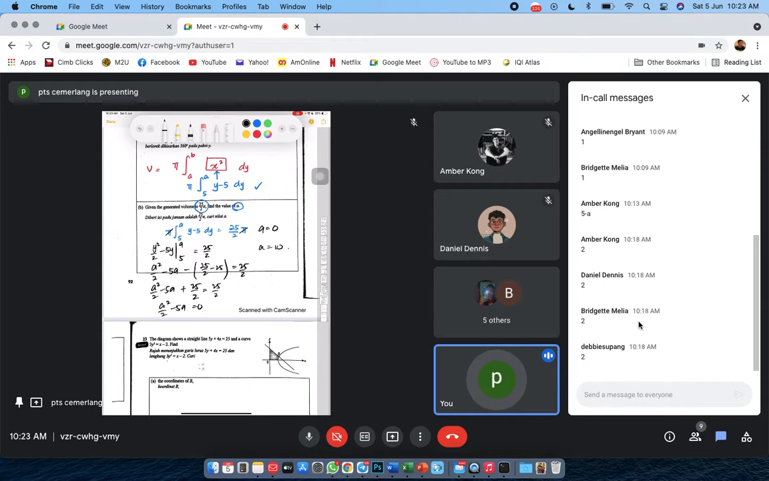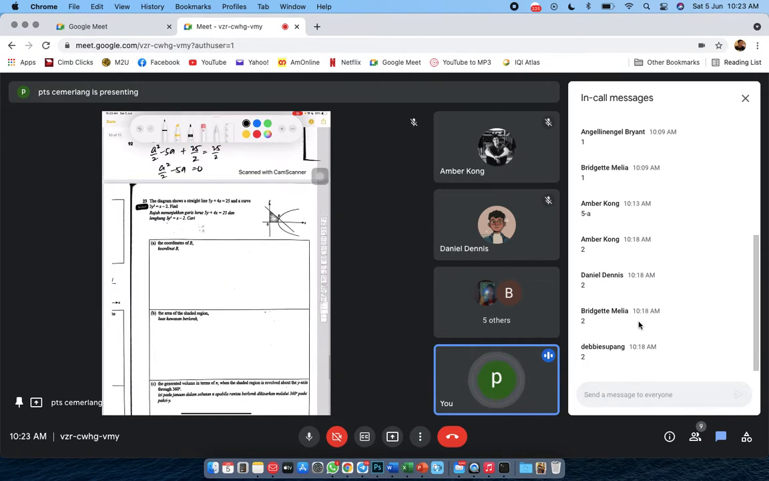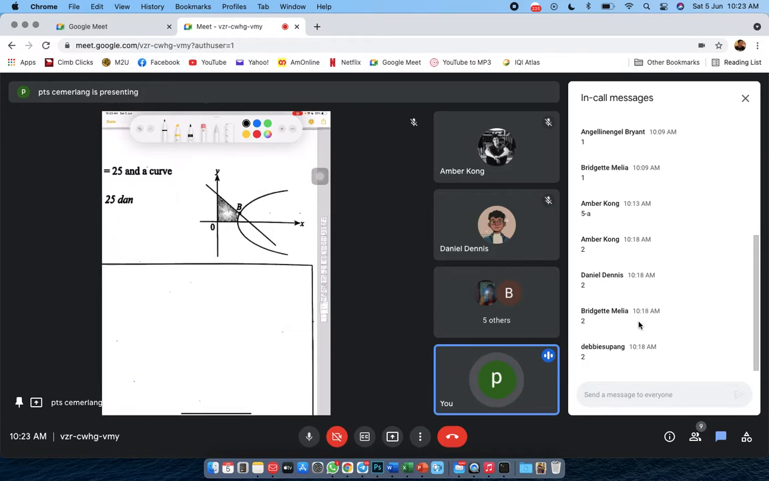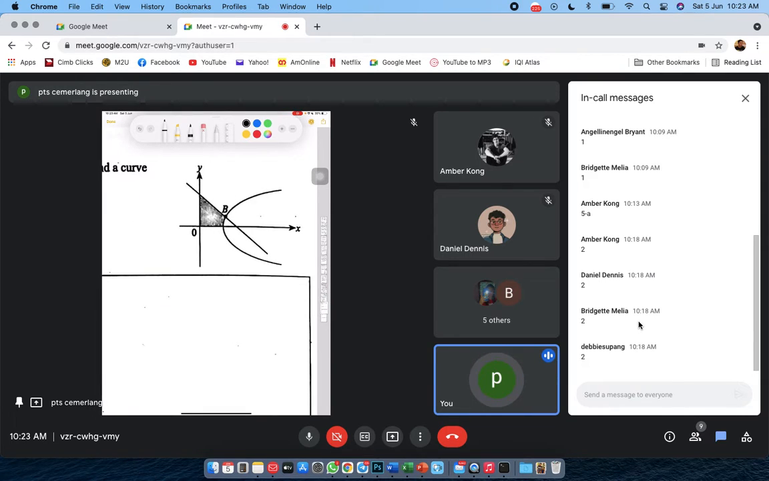Okay, so siapa-siapa yang tak dapat jawapan tadi, tak apa, you can screenshot the answer over here. So after this, we look at question 23. Kita tengok question 23 ya. So question 23, the diagram shows a straight line 5y plus 4x equals to 25. Okay, so if you know that the question is giving you that there's a straight line, then what I'll do is that I will just label first lah. So maksudnya you akan dapat 5y dekat sini.